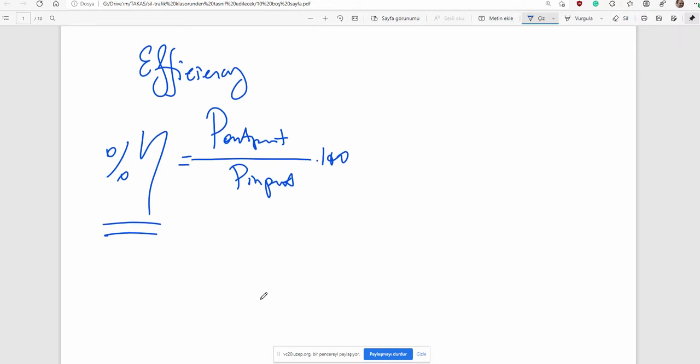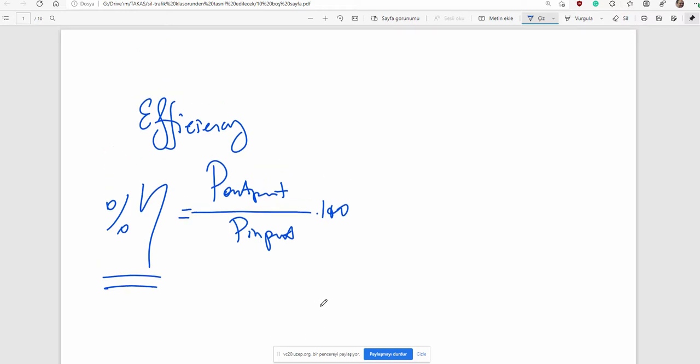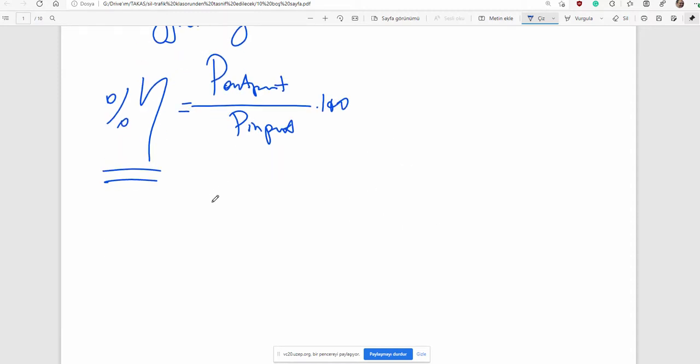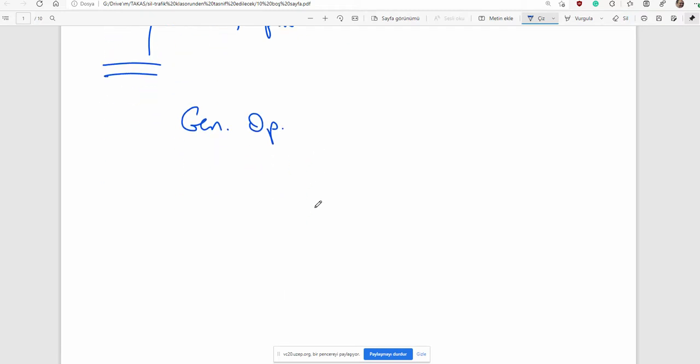Generally we express efficiency in percentage. Let's talk about the generator, generator operation. In generator operation, we apply some mechanical input power. First of all, here's the device, a synchronous generator, 3-phase, star connected.